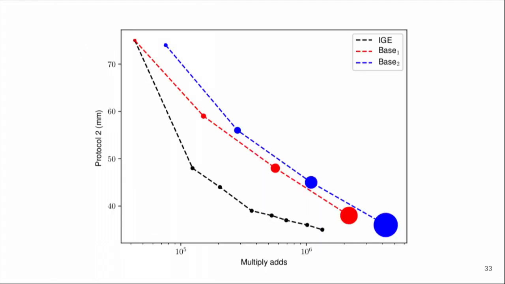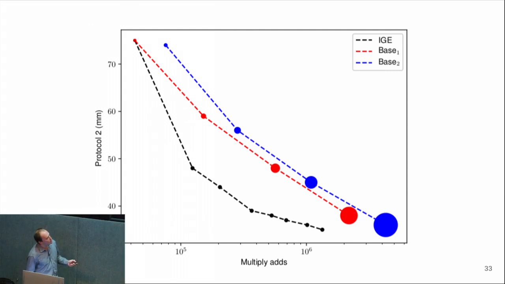Quantitatively, here we see our baseline methods in red and blue. That's whether you have one block or two blocks, and then each dot represents a different number of hidden layers. So in general, you've got more computation, more learned parameters as you go to the right. On our red and blue dots, the size of the dot is the number of parameters in that model. Down the bottom we have the number of operations, and vertically we have the error. So down is good, left is good.